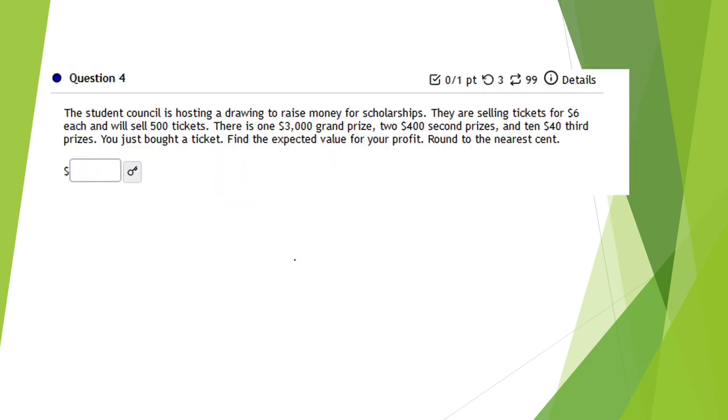Question number 4. The student council is hosting a drawing to raise money for scholarships. They are selling tickets for $6 each and will sell 500 tickets. There is one $3,000 grand prize, two $400 second prizes, and 10 $40 third prizes. You bought a ticket. Find the expected value for your profit. Round to the nearest cent. Let's make a table. We'll put x, p of x, and then x times p of x in our table.